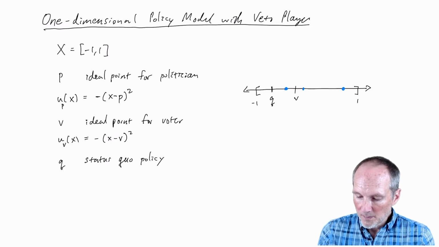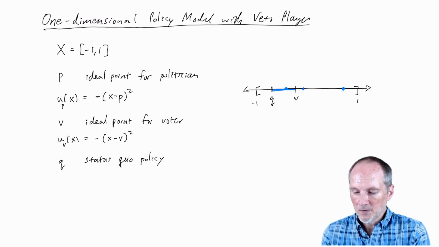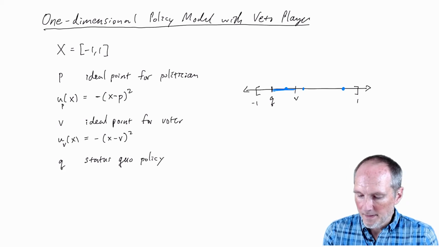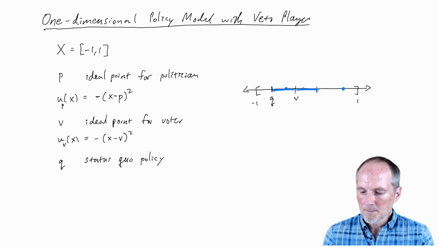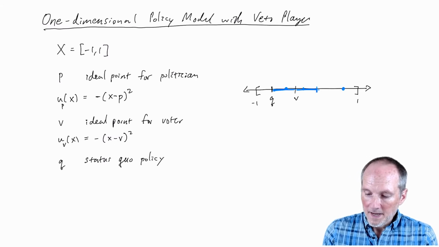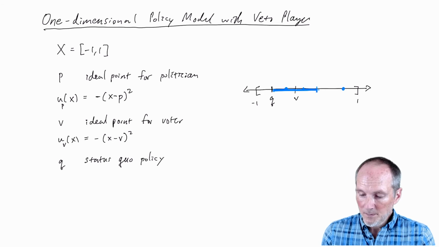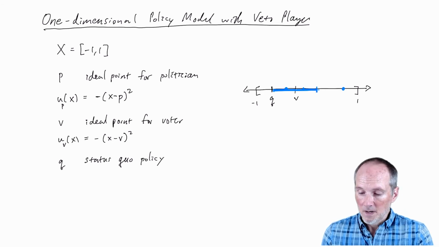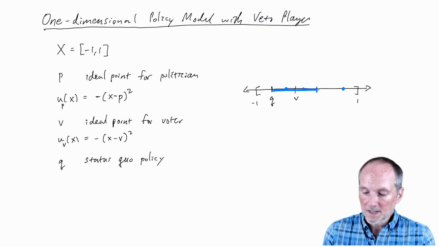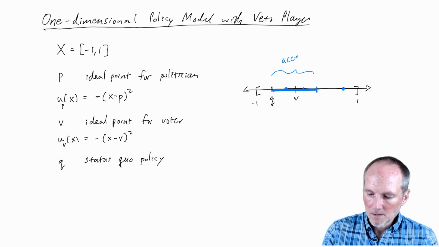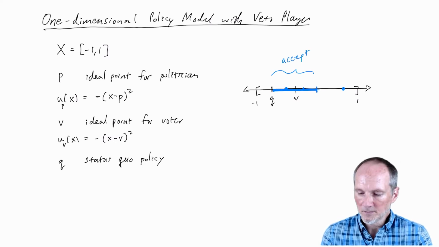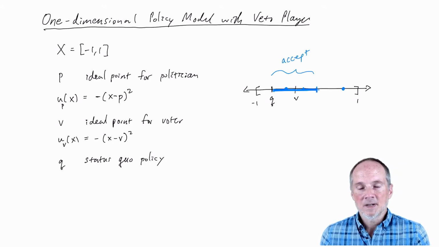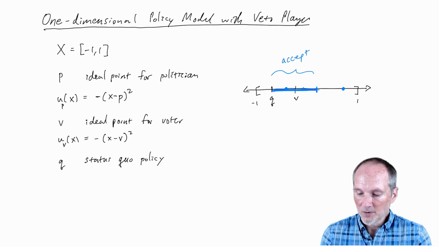Now, you can probably see this, but if I just look at this difference between the status quo and the voter, if we just take that distance and shift it to the right of V, we get an interval, and anything in this blue interval is closer to the voter's ideal point than the status quo, except the endpoint where it's the same distance. By our optimality assumption, the voter will accept any proposal in this interval. We can call that the acceptance interval, and they're going to reject anything outside because it's further than the status quo is from their ideal point.